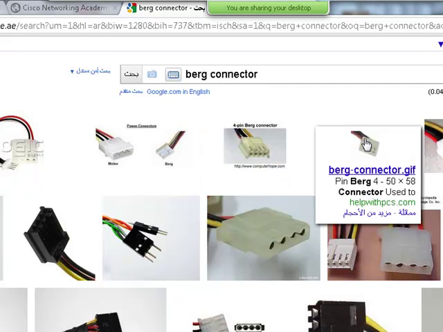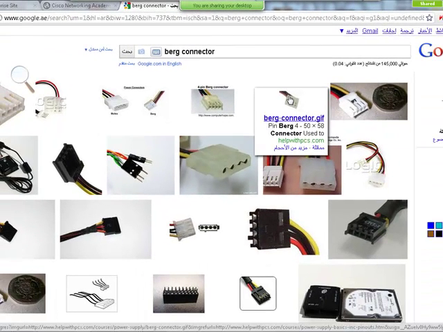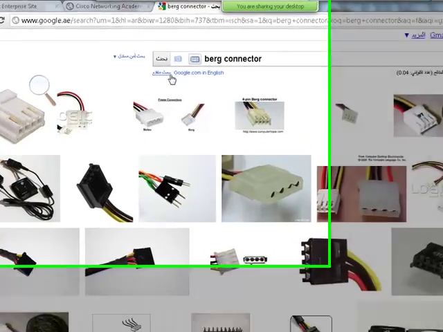The one you are on now, that connects sound. No, and it connects the floppy drive. Floppy. Yeah, the small one. Okay, so this is the Berg connector that connects the floppy drive.